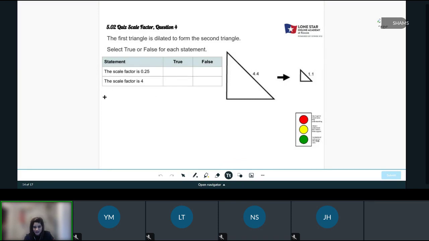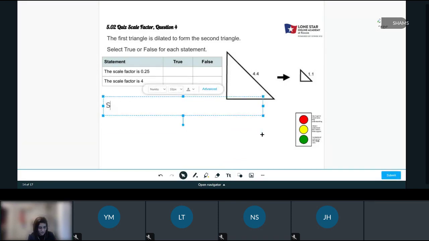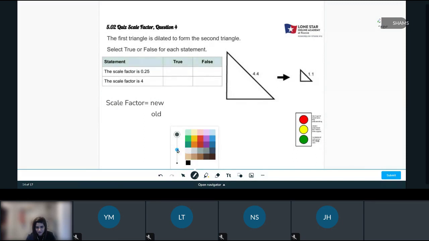Here, we want to find scale factor. In order to find scale factor, we got to do the ratio of the new side to an old or original side. So the newer triangle in this one is the smaller triangle, right? So I'm going to go do 1.1 over the original or the old one, that is 4.4.